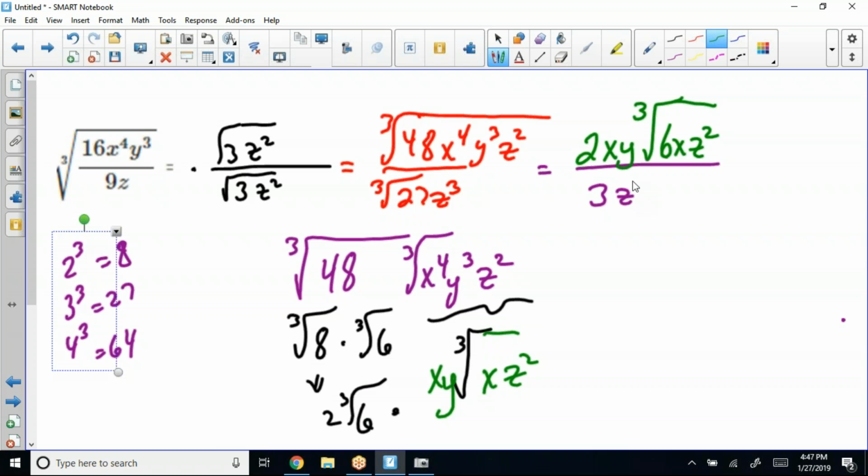Now, that's a meat and potatoes type problem. That's a lot of stuff going on. Yeah. That looks a lot better than before. Yeah.